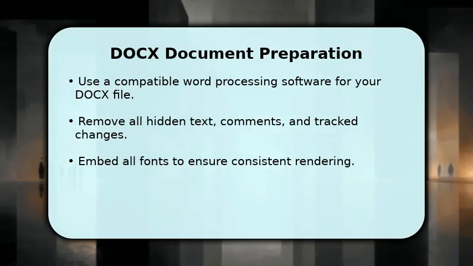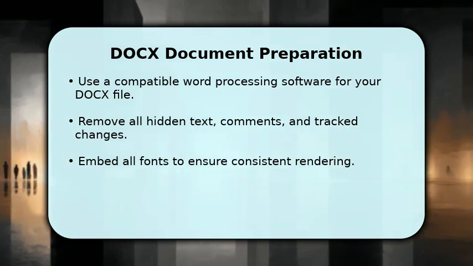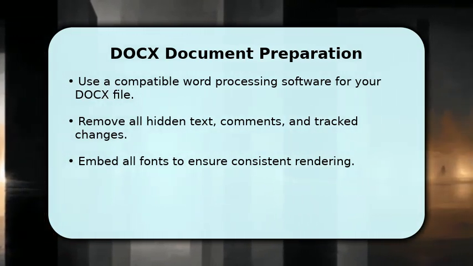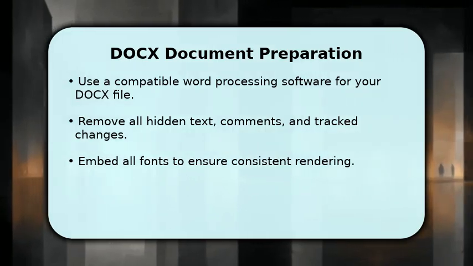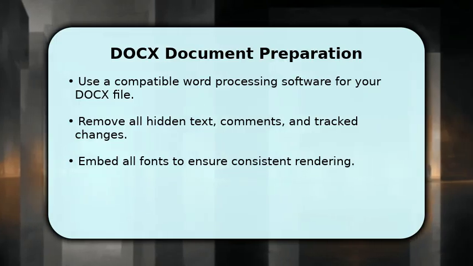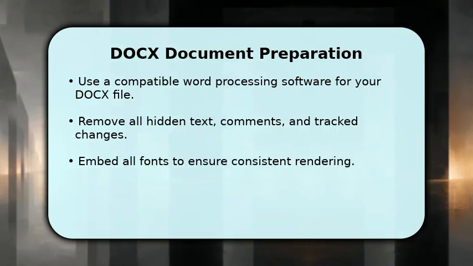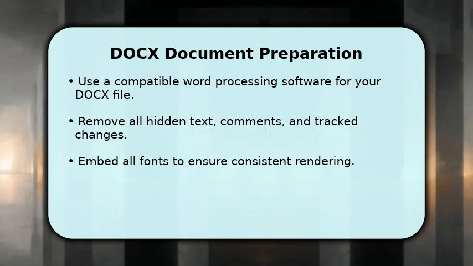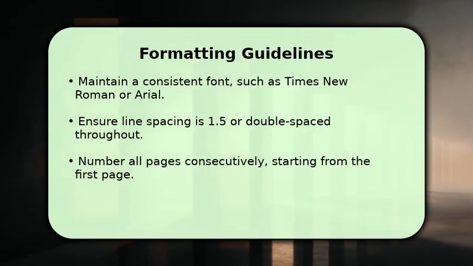Next, prepare your Docx document carefully. Use a standard word processor like Microsoft Word to create your file. It's crucial to remove any hidden text, comments, or track changes before saving. Also, remember to embed all fonts within your document. This step is vital to ensure your application appears exactly as intended when viewed by the Patent Office, preventing any display issues. When formatting, consistency is key.